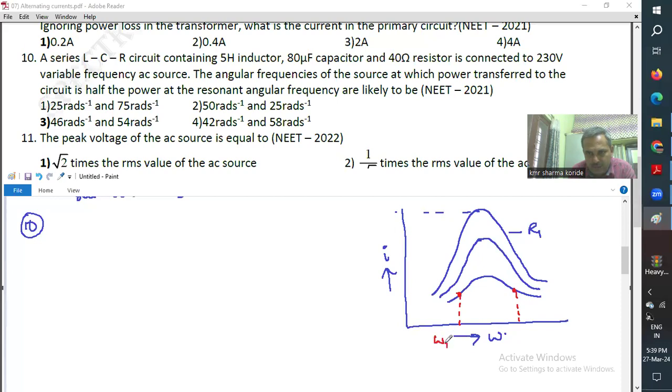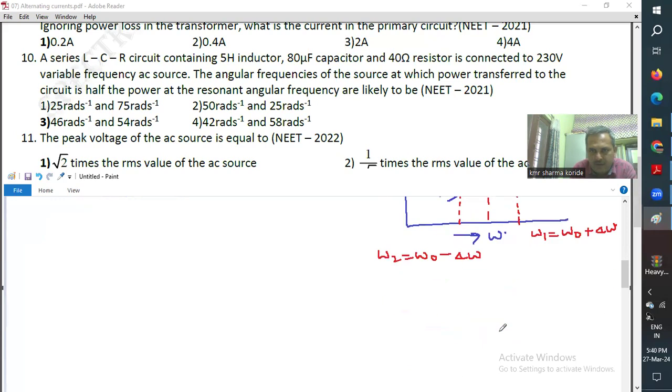So in the first case, W2 is equal to W naught minus delta W, where W naught is the resonant frequency. Since this is ahead, W1 is equal to W naught plus delta W. So you'll finally get delta W, on simplifying everything, as W1 minus W2. Substituting and making use of the resonant frequency equation 1 by root LC, and taking all that into consideration, you'll get delta W is equal to R by 2L. So you can verify it.